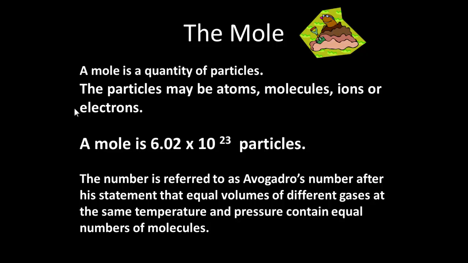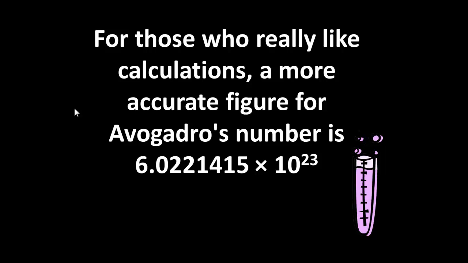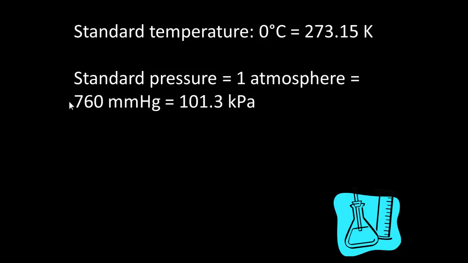Now, what do we mean by the same temperature and pressure? Well, first of all, for those who like calculations, if you want a true figure for Avogadro's number, it's close to 6.02221415 times 10 to the power of 23, but we're just going to use 6.02 for the purpose of this podcast.